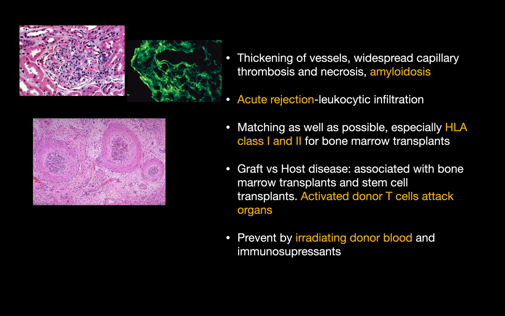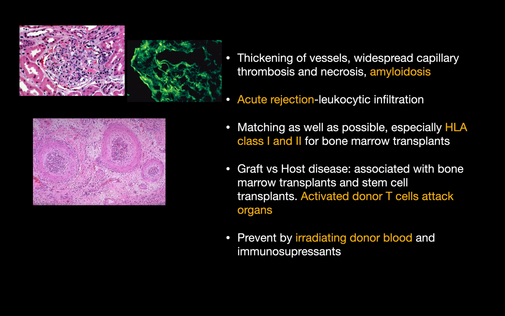There is thickening of the vessels, widespread capillary thrombosis and necrosis, along with amyloidosis with the continuous hypersensitivity reaction because of the constant autoimmune reaction, essentially, right? So in acute rejection, there's going to be leukocytic infiltration, of course, because the leukocytes will be kind of responding to the invading pathogen in their head.